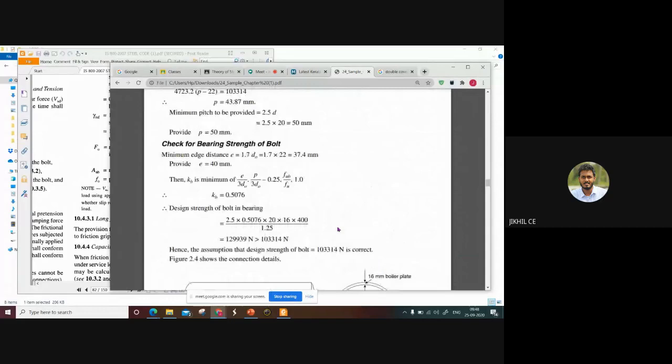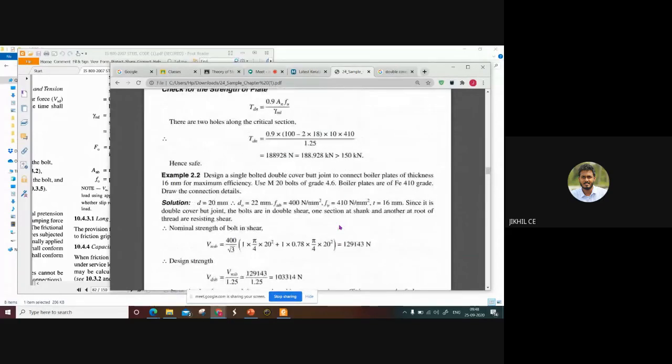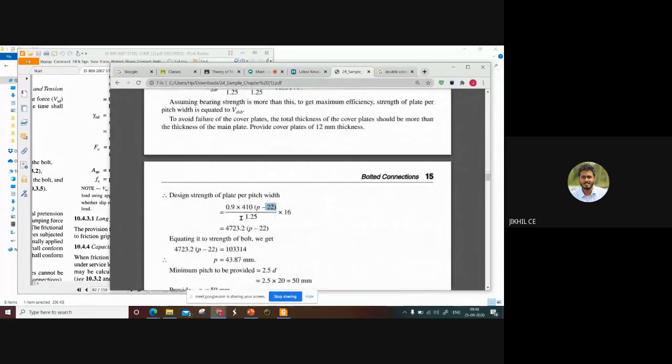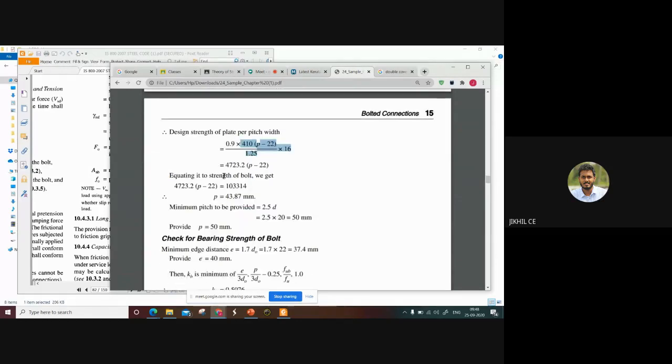This is the thickness of the plate. To find the area, we have 0.9 constant into the ultimate stress. P minus 22 will give you the breadth, into thickness. So this comes to the area: P minus 22 into 16 will be the area. Into stress, divided by 1.25, will give you the strength, which is equal to 4723.2 into P minus 22.